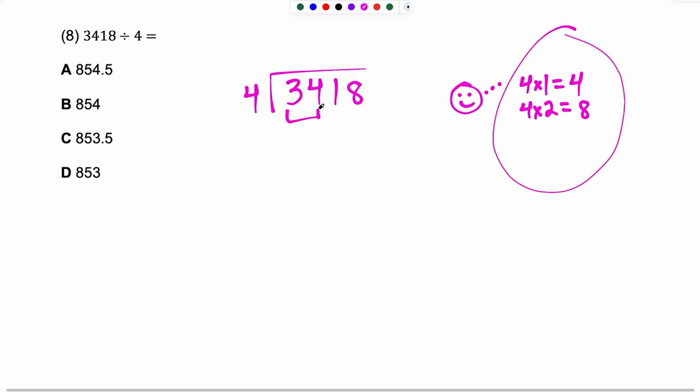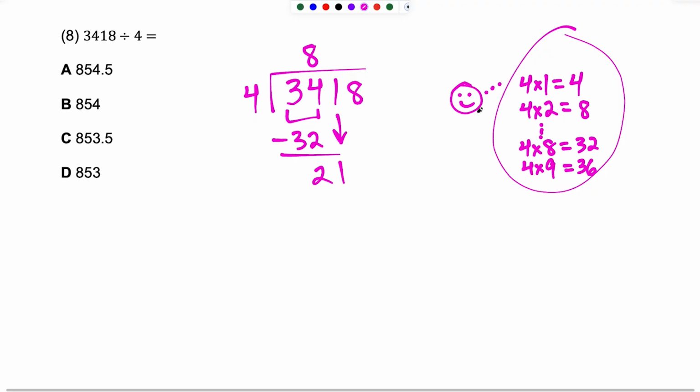So now we do 34 divided by 4, and the closest we could get is 4 times 8, okay? If we do 4 times 8, this is equal to 32. If we did 4 times 9, just add 4 more, you would have 36, which goes too far, okay? So we could get as close as 4 times 8. So we're going to put our 8 here, and then 8 times 4 is 32, and we subtract. 34 minus 32 is equal to 2. We carry down the 1.